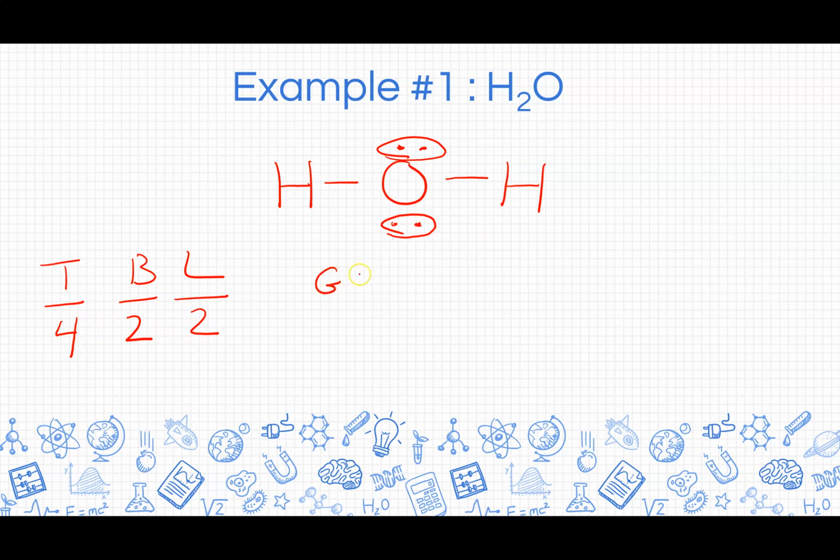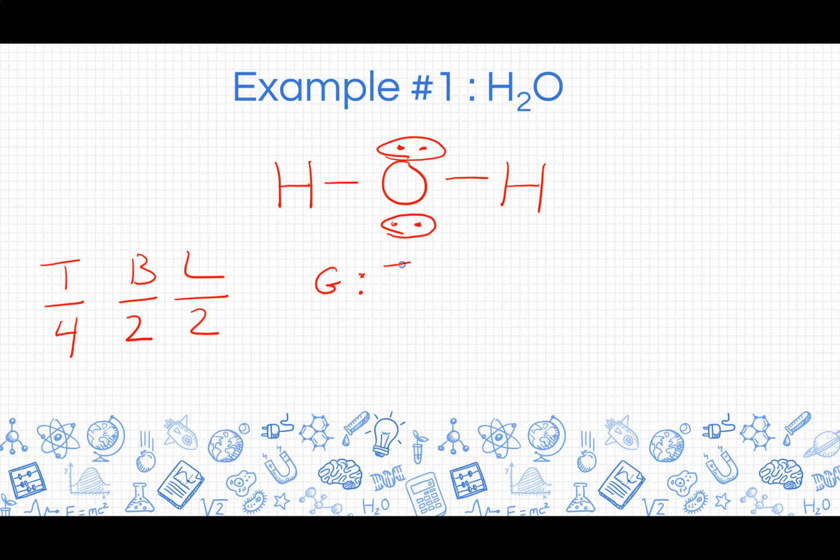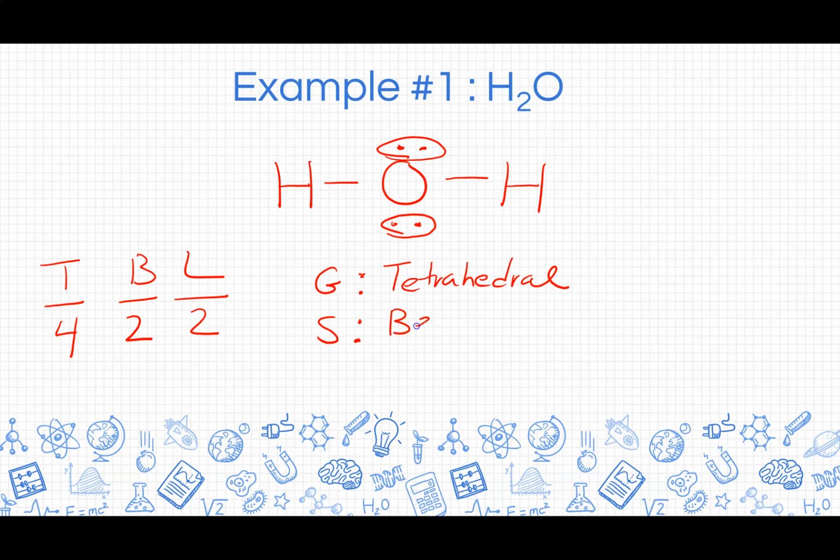So my geometry is always going to be based on my total, which is 4. When I look forward here, I see that when there is a steric number of 4, the geometry is tetrahedral. So my geometry is tetrahedral. My shape is going to be, let's see, I had a steric number of 4, 2 bonding pairs and 2 lone pairs. So that means this is going to be a shape that is bent.